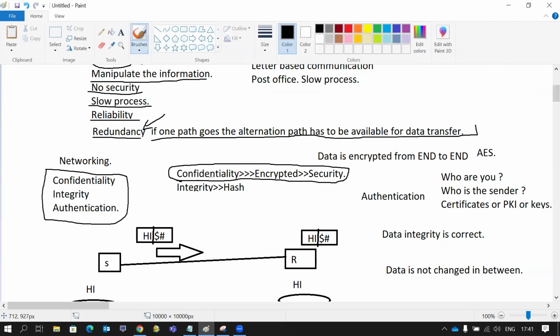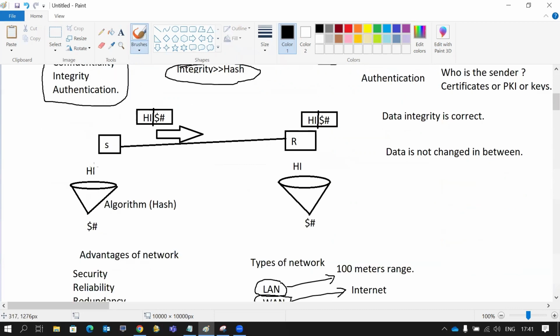Now, the second thing is integrity, which is hashing. Let's check how integrity works. Let's say I have a message which is "hi" over here. Now, this "hi" message is put into this by applying some algorithm. Which algorithm? A hash algorithm. Once we apply the hash algorithm, we have this result. Now, this result is attached along with this message and sent to the receiver.